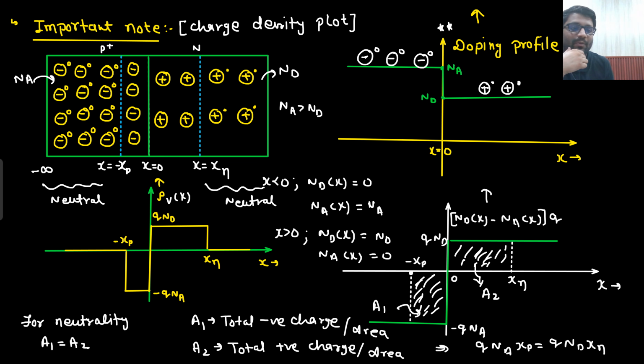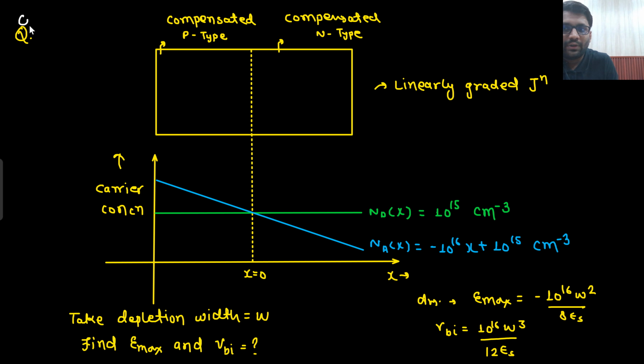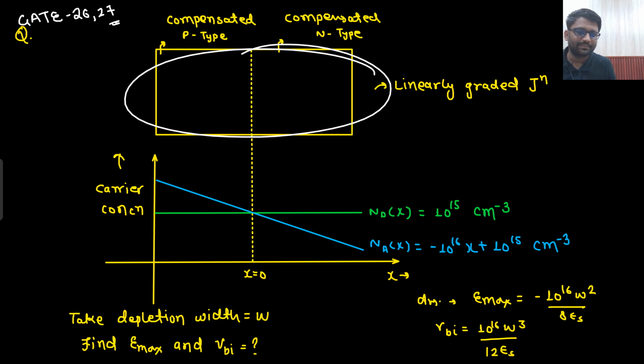Now what kind of complex problems? This kind of question is surely coming in your GATE examination in future. I am putting 27, or it can come in 26 as well. So let's put 26 or 27. Surely it is coming. It is a PN junction only. Okay, this was the semiconductor I was having.